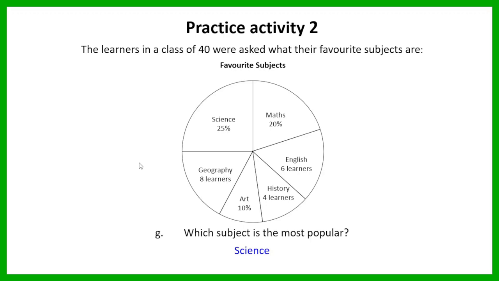And then the last question, which subjects are the least popular? In this case, if you look, this one obviously we know isn't. You can see that these ones are bigger over here. And these two over here, if you're not sure, remember we already worked out this was 10%. We worked out that history was also 10%. They are the same as each other. So both of these are the least popular. It's art and history that are the least popular in this particular class.